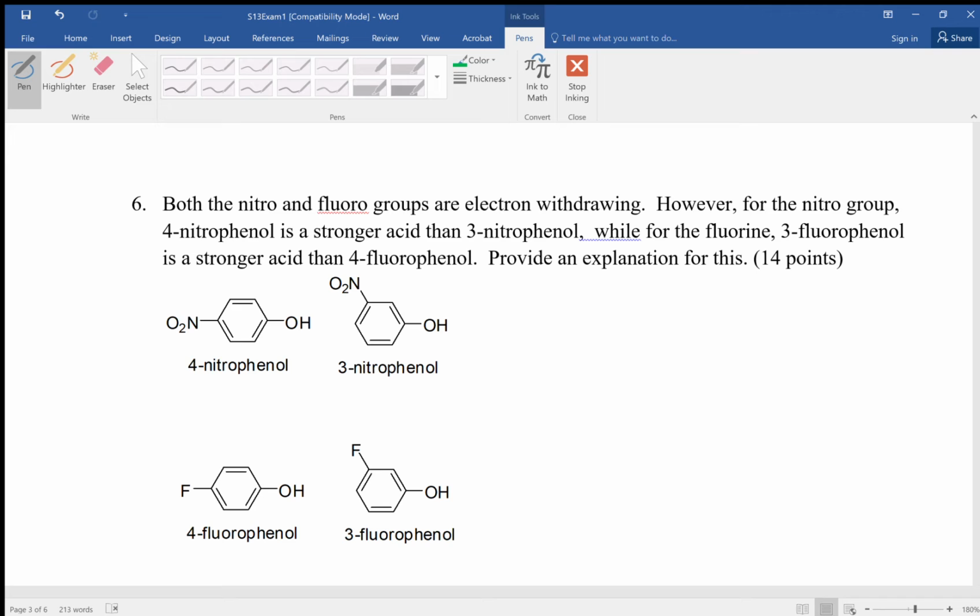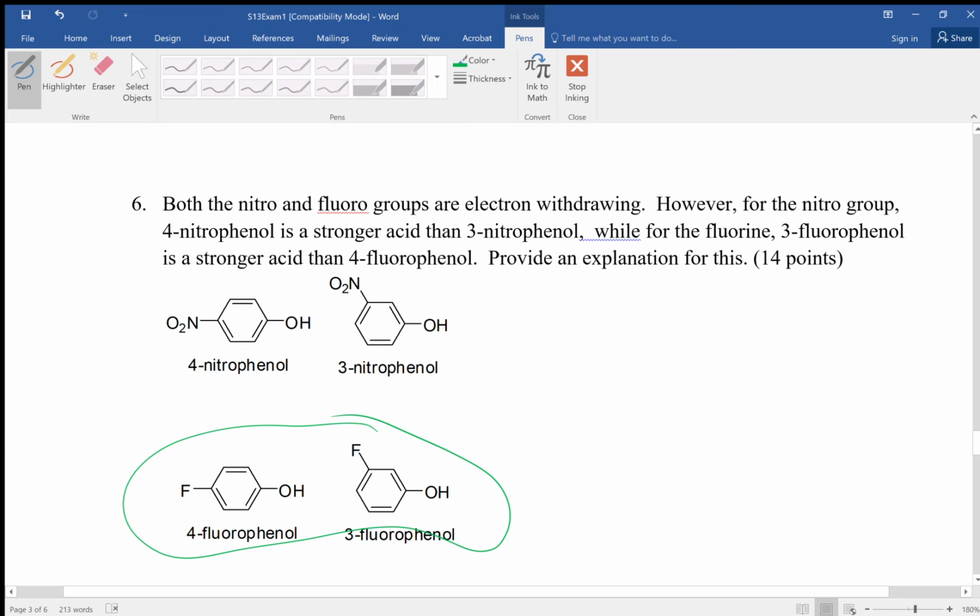And that's because inductive effects, which is what we get from electronegative groups, are based on proximity. The closer the electronegative group is, the bigger of an effect it has. And so that's what's going on here with the fluorines. 3-fluorophenol is a stronger acid than 4-fluorophenol. And again, that's because fluorine is electron withdrawing by induction, and it's able to better stabilize.